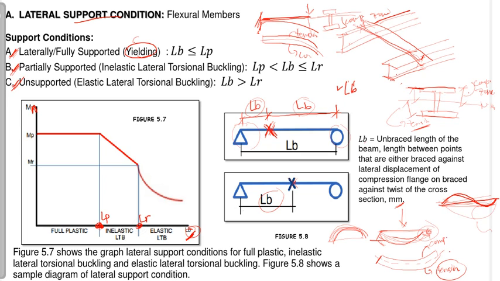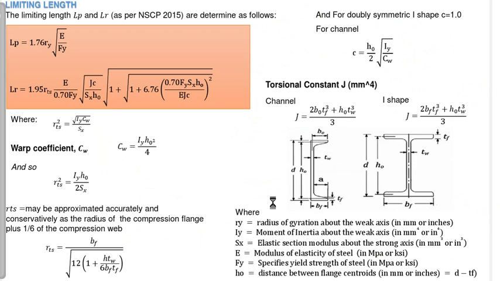Okay? Then, compare natin dito sa ating L sub p, yung unbraced length natin. So, yung equation natin for Lp, we have here our equation for L sub p. So, 1.76 ry, the square root of E over Fy. So, alam naman natin lahat ng variables na yan, di ba? You just have to substitute it in our equation, tapos makukuha na natin yung value ng L sub p.